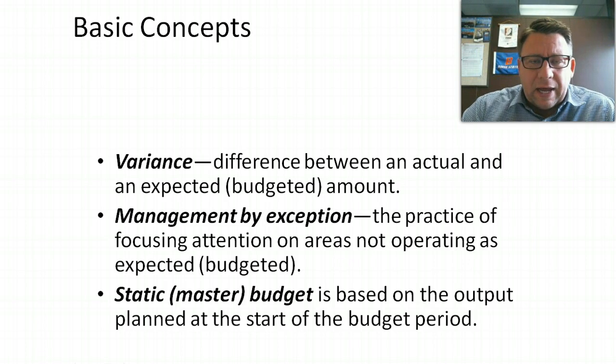So the basic concept behind variances and what we'll be doing in the next couple chapters. First of all, variance is just the difference between the actual amount and what we expected or what we budgeted to have happen. The concept of management by exception is the practice of focusing on the areas that are not operating like we had anticipated.